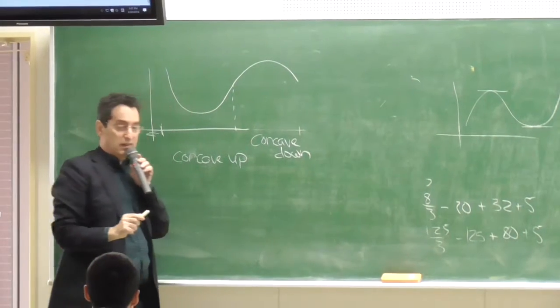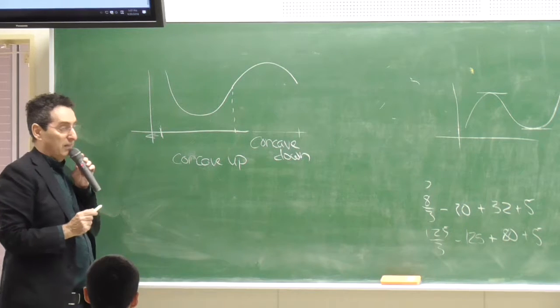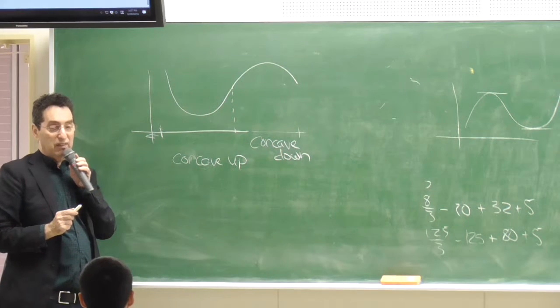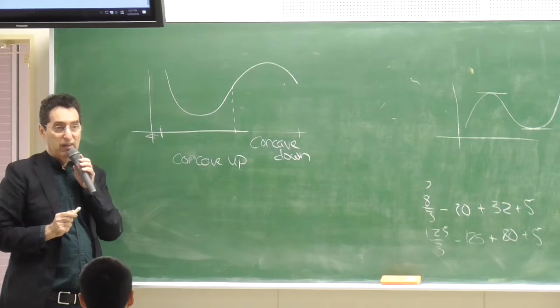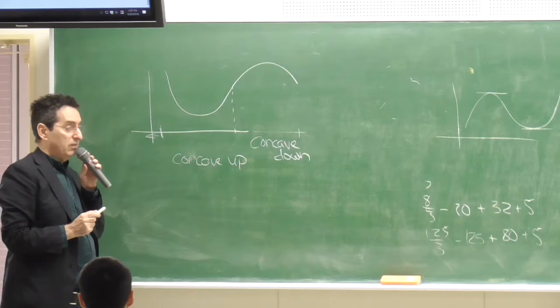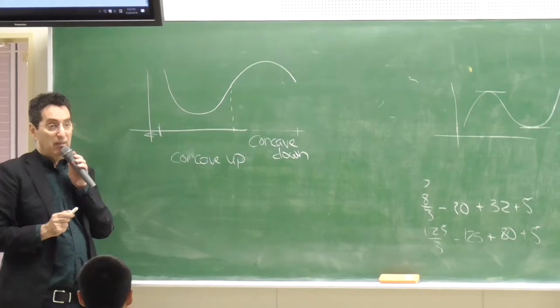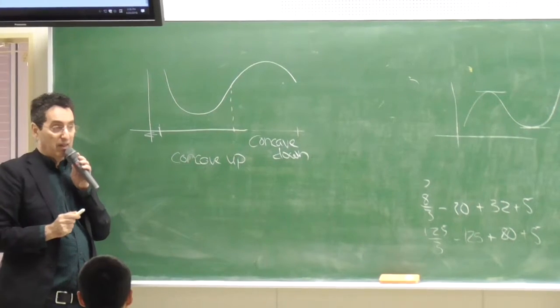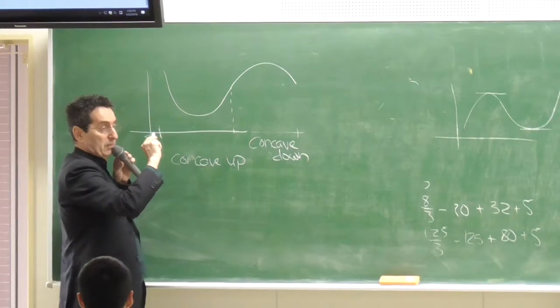Okay, so does everyone understand these terms? Concave up and concave down. Now, is there anything that we can do with our tools, which means the derivative, that help us to know when a curve is concave up and when it's concave down? So let's see what's happening. So let's think about the derivative.